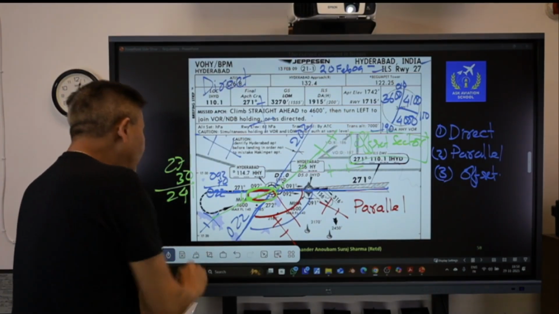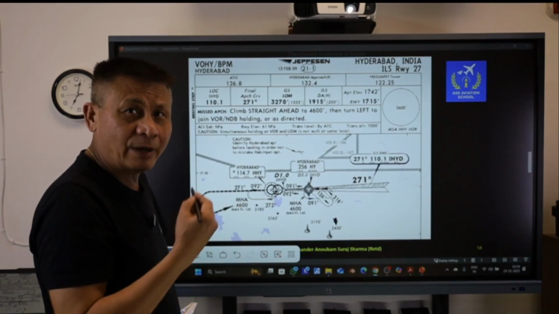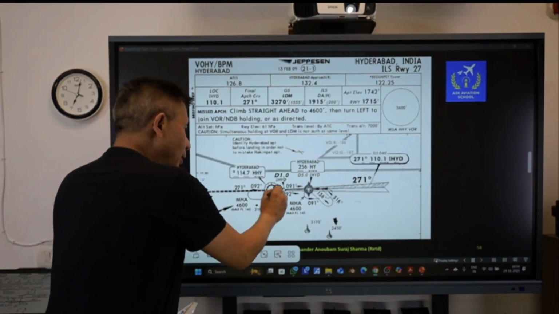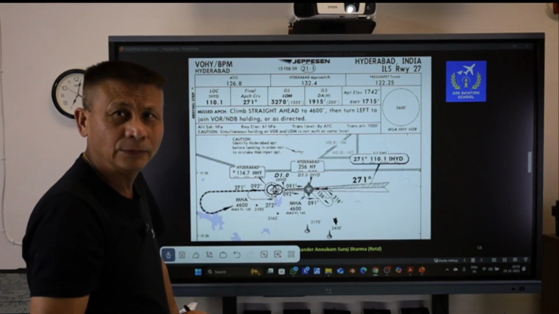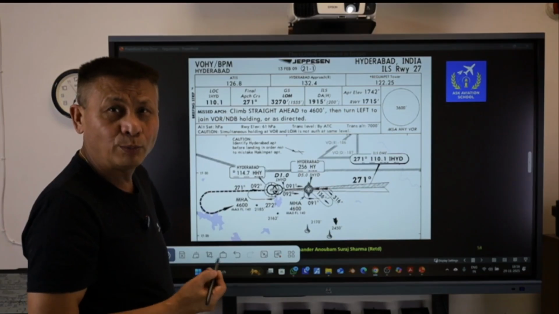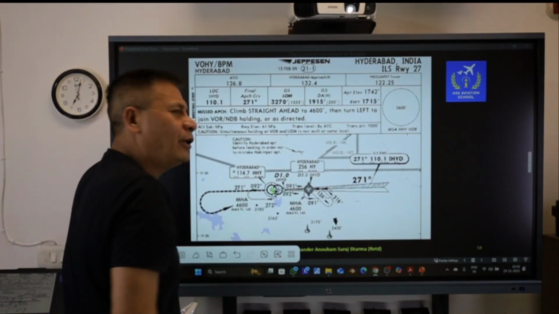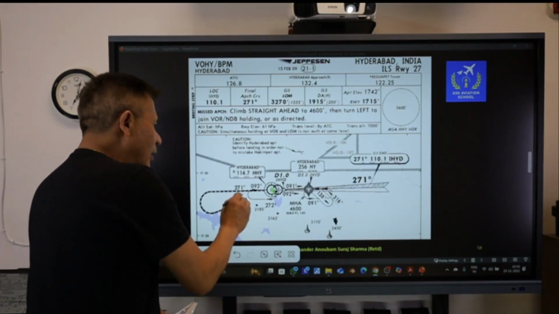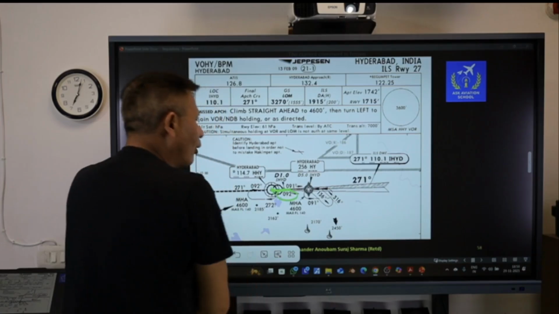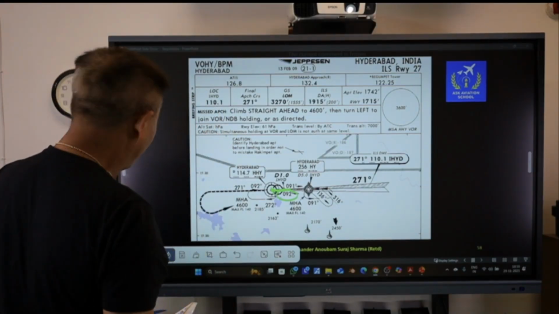Now, after having joined the hold, in case the aircraft has to wait because of certain reasons, you will keep orbiting in this hold. Now, the ATC has cleared you to proceed outbound. Once he clears you to proceed outbound, I will be proceeding outbound on a track of 092, which is also written in the vertical profile.